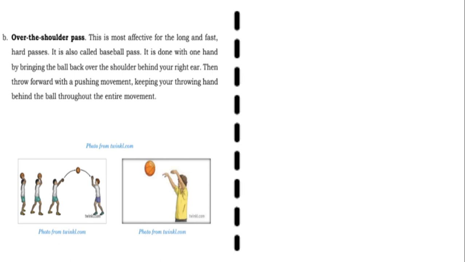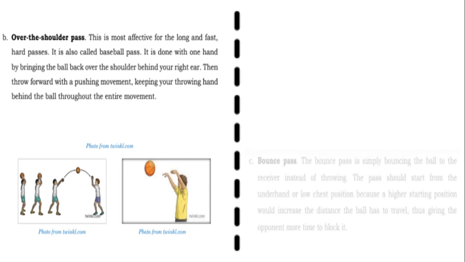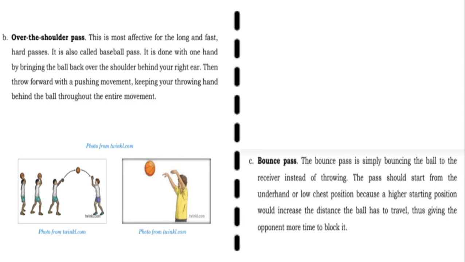Ayan, nakuha nyo na po ba? So, over the shoulder pass, mas mataas po yan compared to chest pass. Because chest pass, naka-chest level, and over the shoulder pass, it is beyond your shoulder or beyond your head. Ayan. And another one is the bounce pass. Pag sinabi nating bounce pass, it is simply bouncing the ball to the receiver instead of throwing.